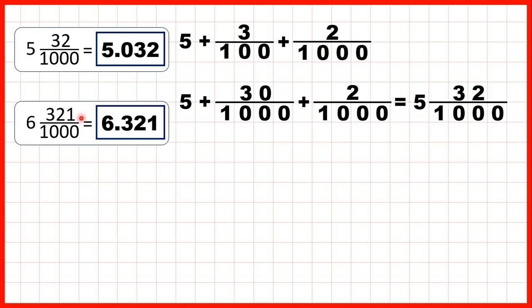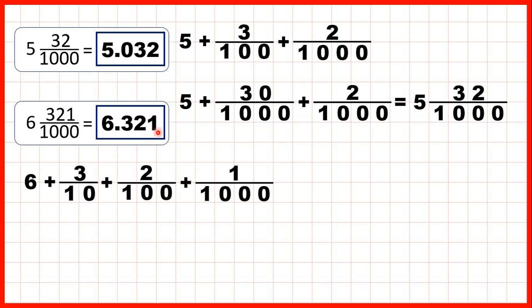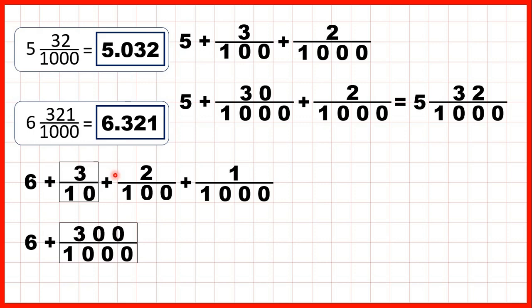Then we had 6 and 321 thousandths, and that was equal to 6.321. If we break down this number by its place values, we have 6 ones, 3 tenths, 2 hundredths, and 1 thousandth. The 6 can stay the same, but instead of 3 tenths, we can write 300 thousandths, because 10 times 100 is 1,000, and if we do the same to the numerator, 3 times 100 is 300.